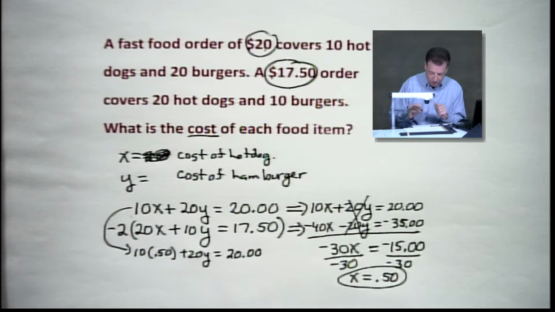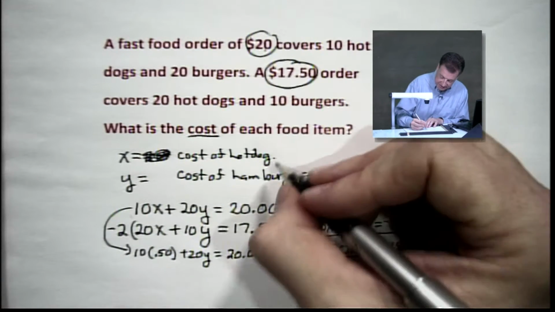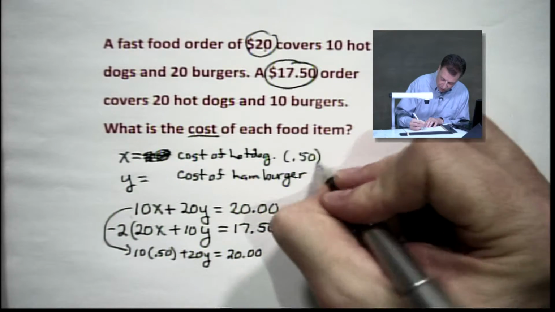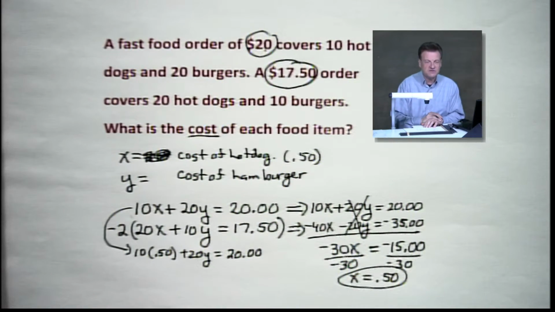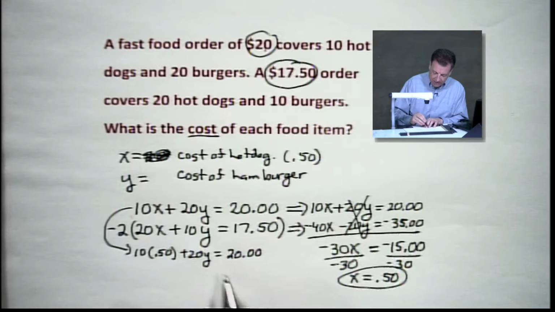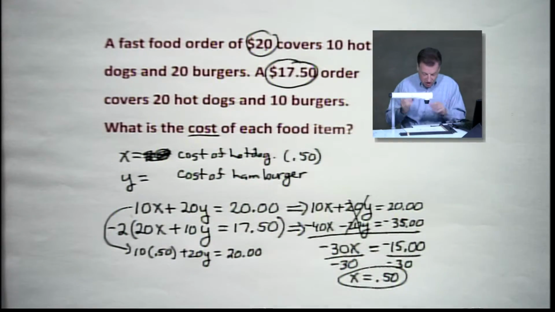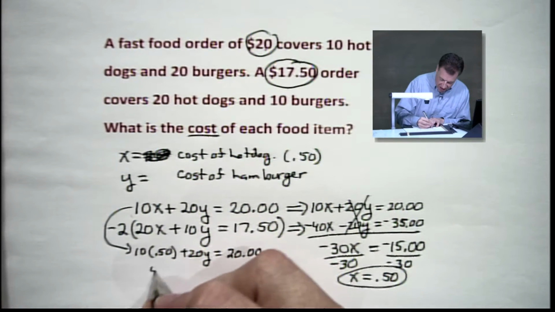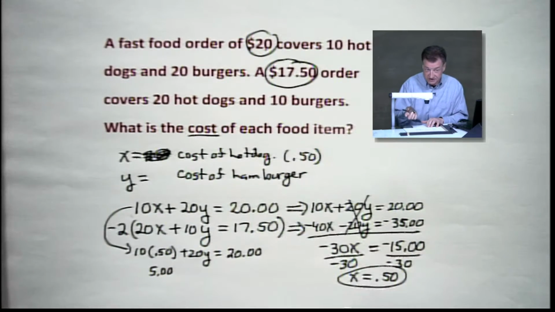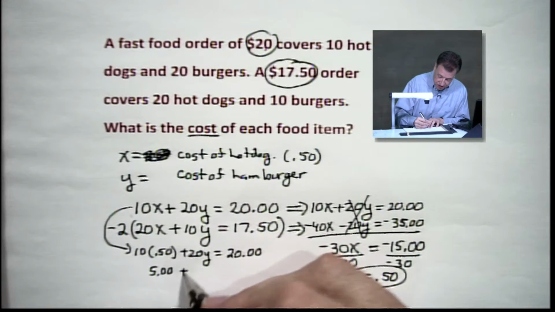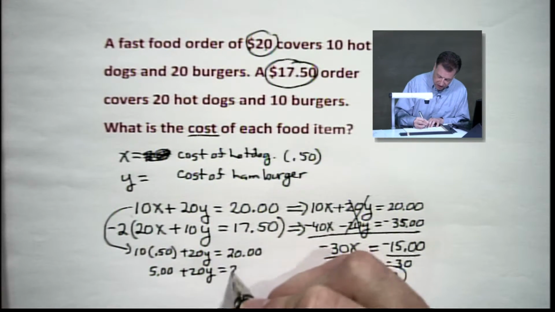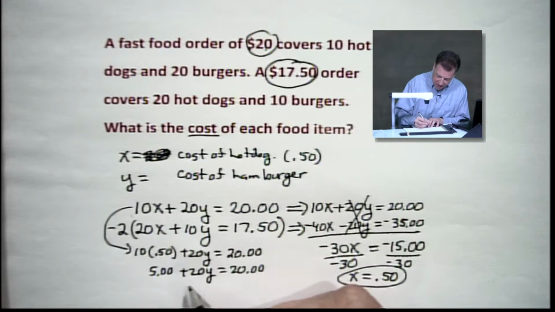What's our cost of a hamburger? By the way, remember that's 50 cents. Let's put it right up here so we don't forget, all right? We'll put our 50 cents right there. Now, cost of a hamburger, got to get rid of the hot dog cost first. So that was $5, 10 times 50 cents. And we got 20y hanging on, and over here we got $20. Let's subtract that $5 there, and that's going to leave us 20y equaling, looks like $15.